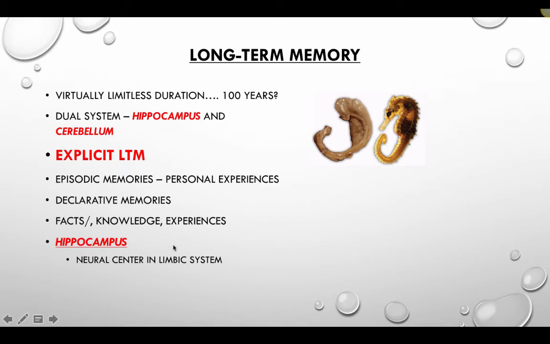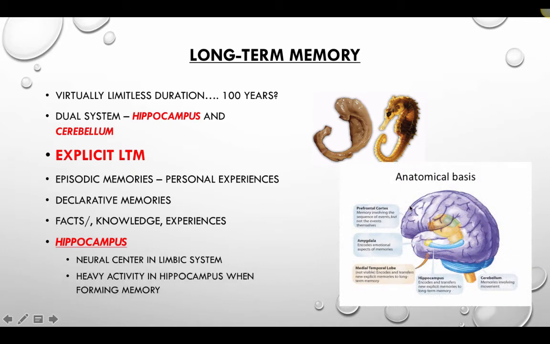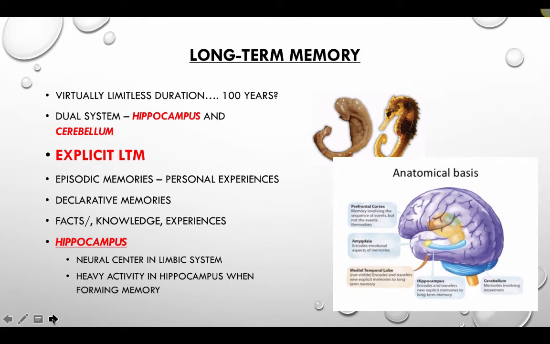Hippocampus really means seahorse. And if you see this picture here, the hippocampus, when removed from the brain, resembles a seahorse. It is in the center of the brain in the limbic system. So if this brain's looking up to the left, this is the back of the brain. You'll notice the hippocampus is down inside in the middle of that brain. And there's two sides, okay? So there's a left hemisphere hippocampus and a right hemisphere hippocampus. And there's heavy activity when forming a new memory in the hippocampus.